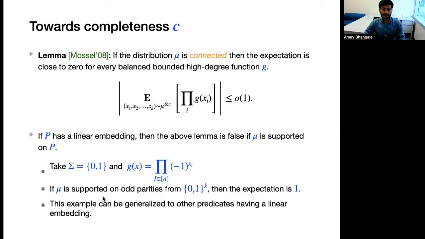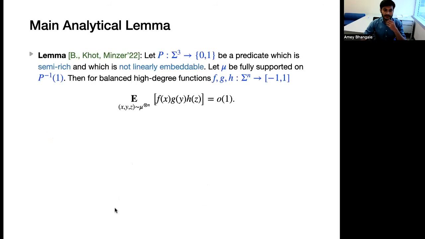And if mu is supported on odd parities from {0,1}^k, then it is not hard to see that the expectation is 1. So this expectation is 1 for these functions and this distribution mu. Okay, and this example can be generalized to other predicates that have a linear embedding. So the main lemma from our paper shows that essentially that is the only obstruction, at least for 3-ary predicates.